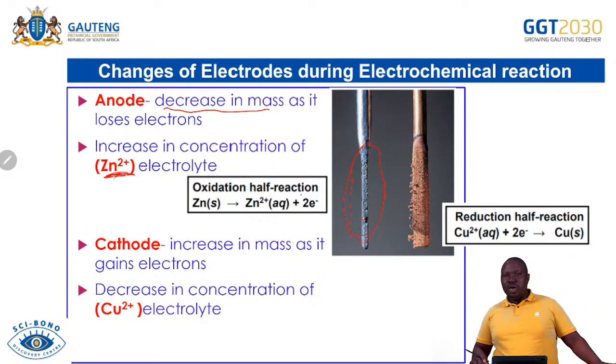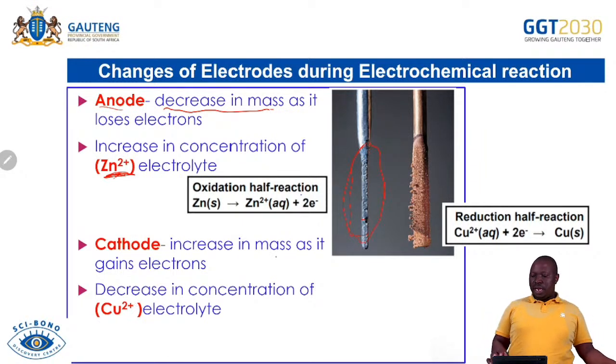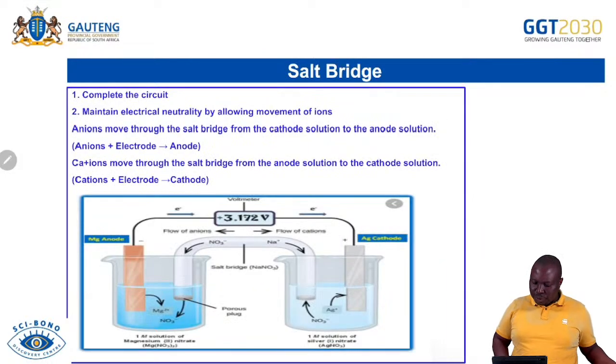So I want you to understand that in the anode, there will be a decrease in mass, but there will be an increase in the concentration. In the cathode, there will be an increase in mass, but there will be a decrease in the concentration of the electrolyte. I hope that helps you.